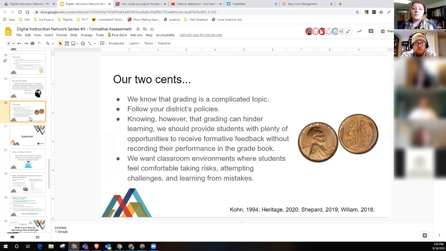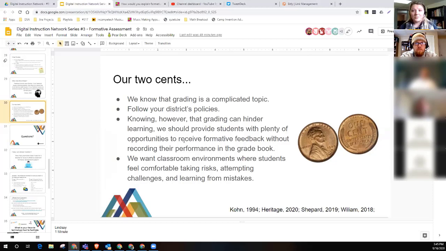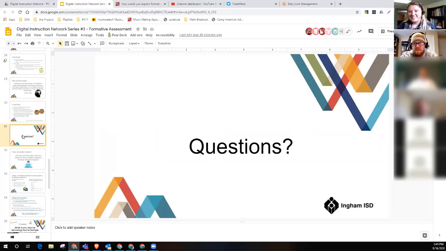We want classroom environments where students feel comfortable taking risks, attempting challenges, learning from mistakes. And even just philosophically, when students are in the process of learning something, there's a question of how fair it is to record that performance as a permanent mark in a grade book. Do you guys have any thoughts or questions about that?